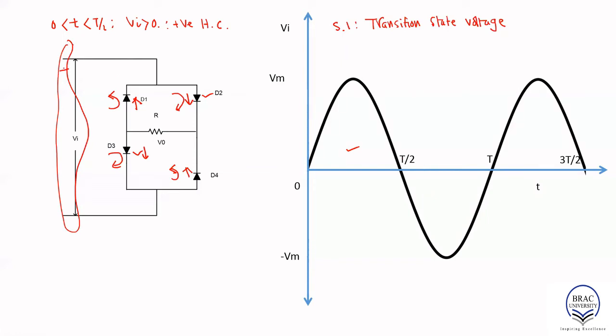So let's say we have the positive half cycle. Now we have 4 diodes. And like we learned in our diode DC analysis, if there is a single voltage source and there is more than one diode, if any diode appears to be reverse biased, it will be reverse biased. So we have a single voltage source, which is Vi, and there are 4 diodes.